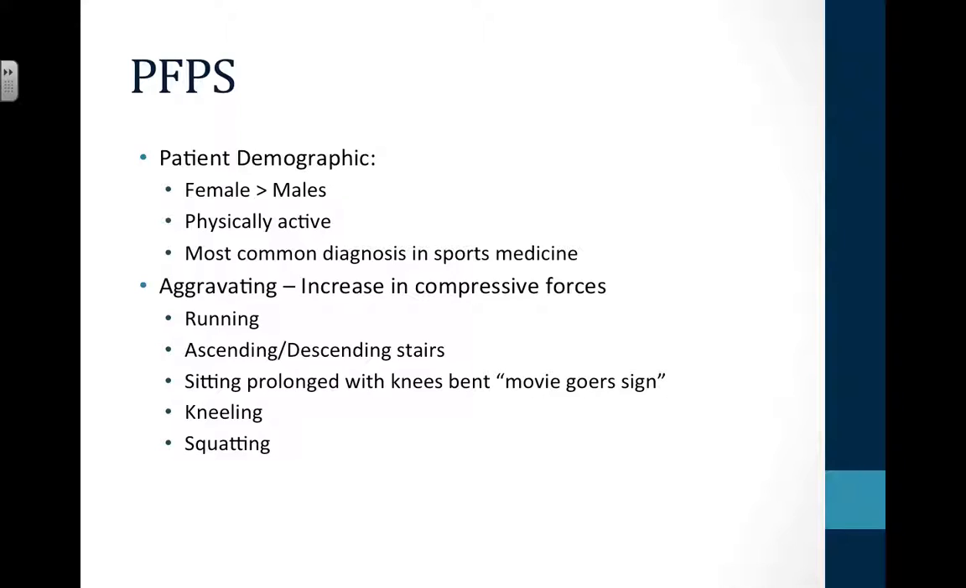One of the signs that your patients might start to tell you as the progression of patellofemoral pain syndrome goes on is that they are having pain with prolonged sitting. We would call that the moviegoer sign. They might also have pain with ascending and descending stairs, and then pain with aggravating activities such as running.